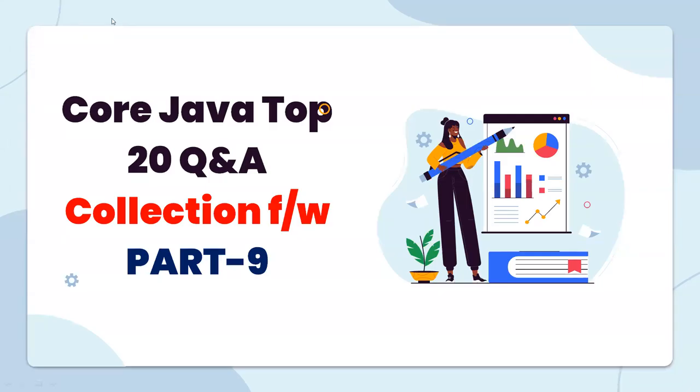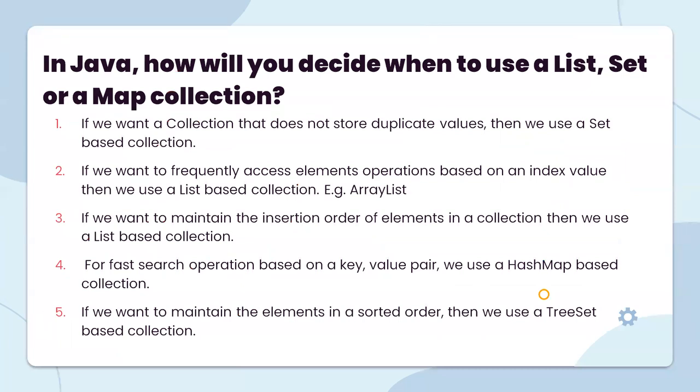Okay. So the first question today is, in Java, how will you decide when to use a list, set, or map collection? The interviewer may ask how you decide when to use set, map, list, etc. in collections. Your answer may be different, my perspective is different. So first point is, if we want a collection that does not store duplicate values, then we use a set-based collection. If you don't want to store a duplicate value inside that collection, use a set. Set does not store duplicates, so that's why.